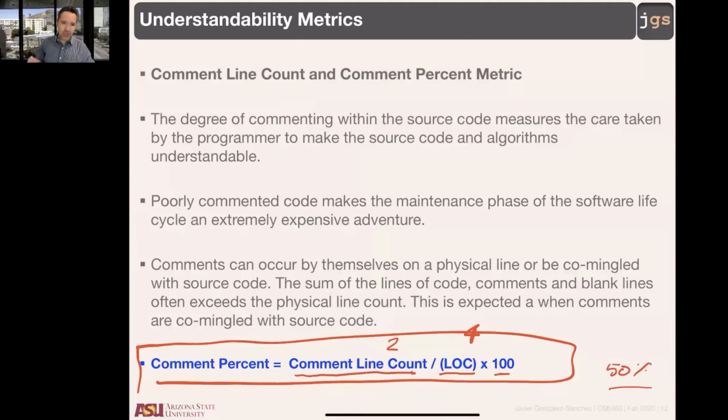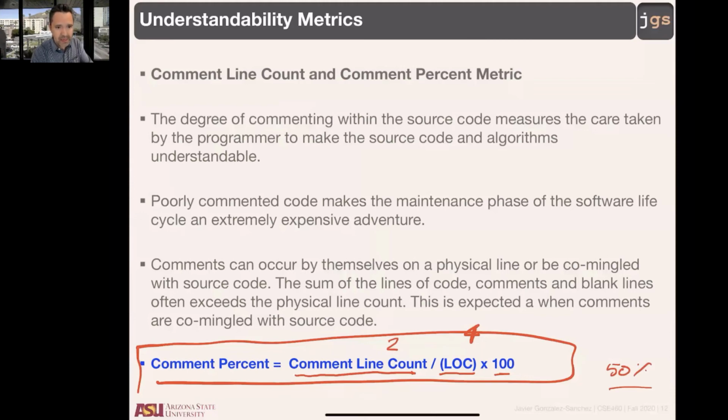In general, you cannot have so many comments. And this is something that you are going to learn in a different class, in a different scenario, but the best source code is the source code that does not need comments. The best source code is the one that explains itself.